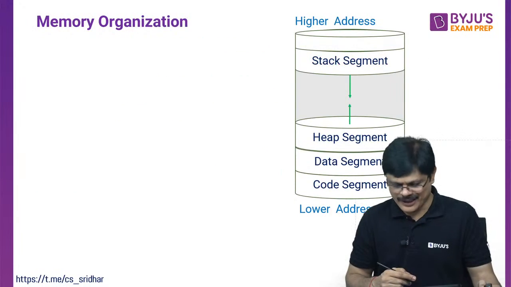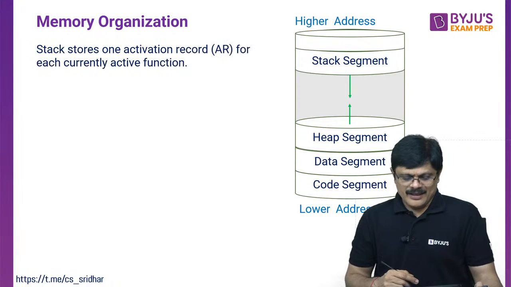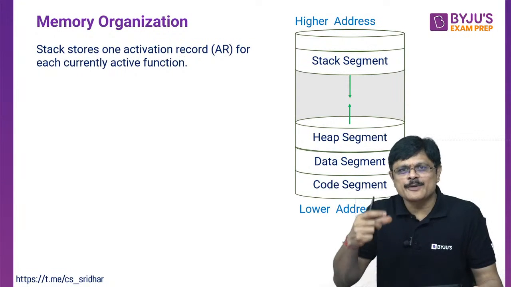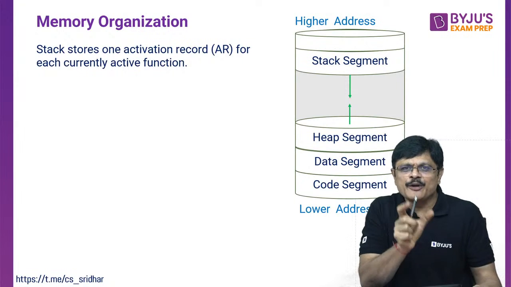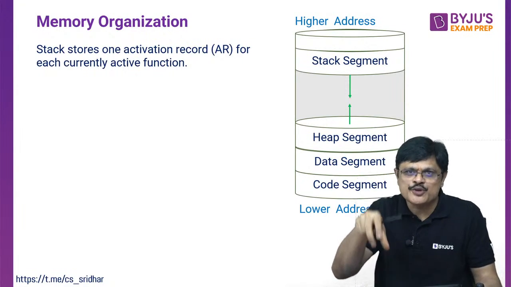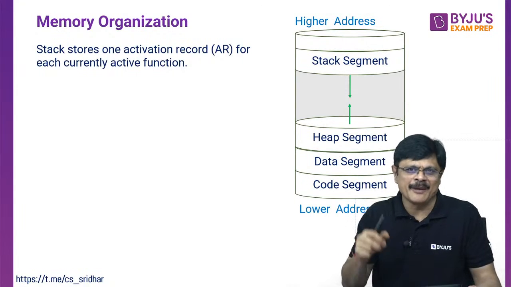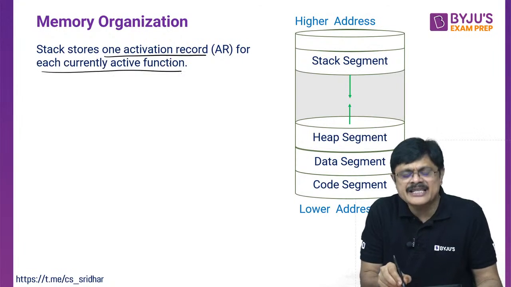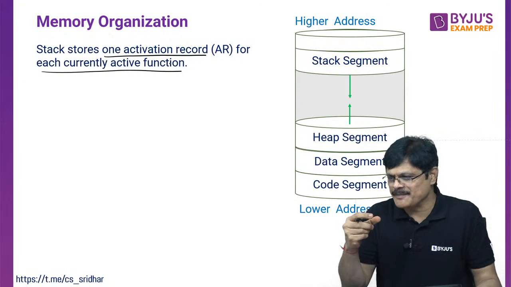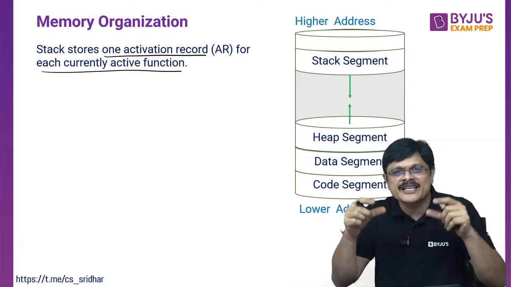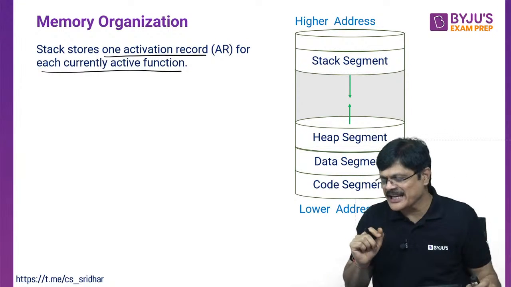All of you are doing great. Now the stack stores one activation record. We'll try to see it with one example. I'll show you a beautiful example where, when you create a function, an activation record is created and pushed onto the stack. We'll try to understand it with a simple animation. The stack stores one activation record for each currently active function. So whenever a particular function is active, an activation record is created for it and pushed onto the stack segment, my dear friends.